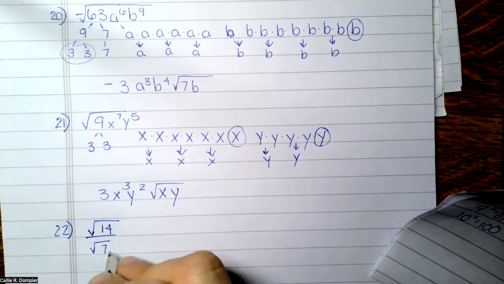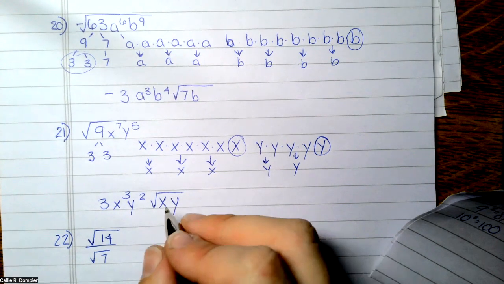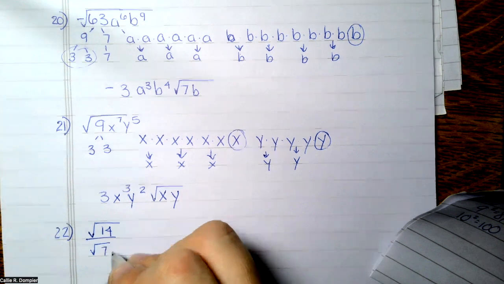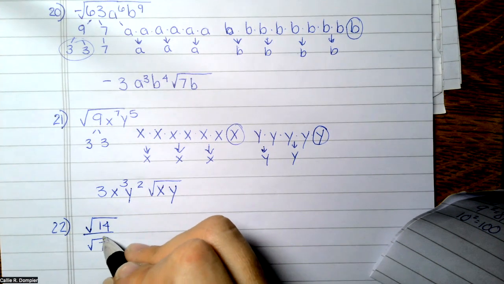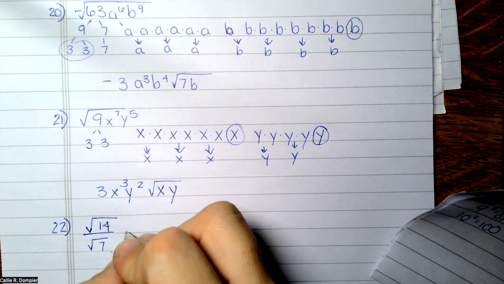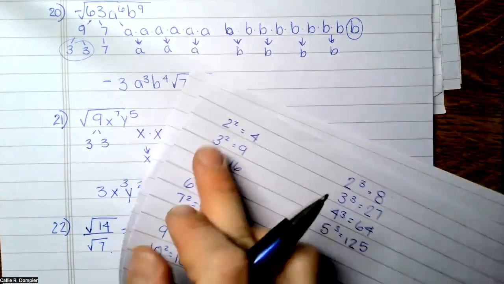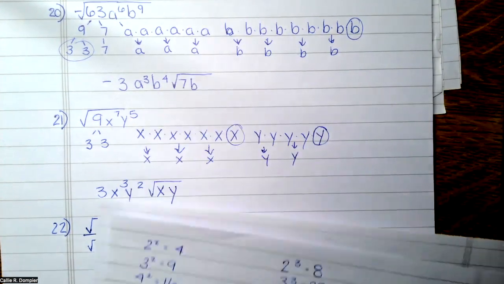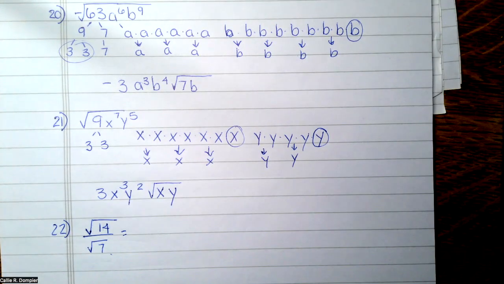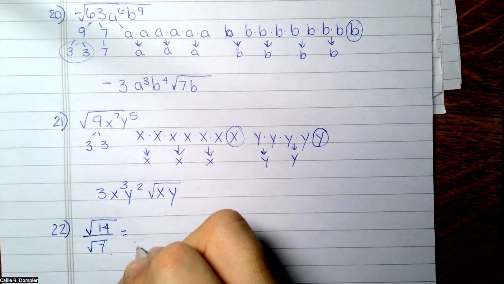All right, this 22, the square root of 14 over the square root of 7. So in our first example today, we had 1 radical and I changed it to 2 radicals. In this case, 14 and 7 are not divisible by any of this. 7's prime, right? And then 14 is just 2 times 7. So what I want to do is simplify the numbers 14 and 7 if possible.